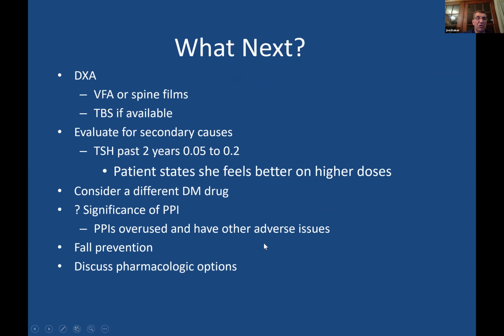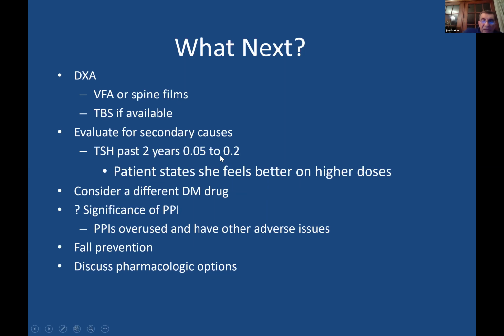So what we would do is I would do a bone density. I would do some kind of spine imaging to see if she has compression fractures. If TBS were available on the machine, we would do it. There's no charge for it. Evaluate for secondary causes. In her case, her TSH was suppressed.